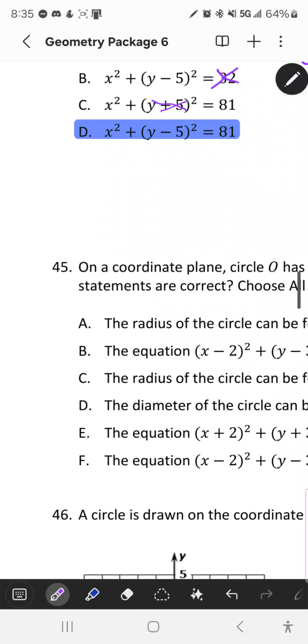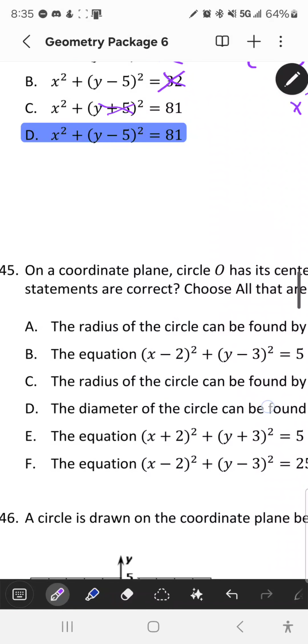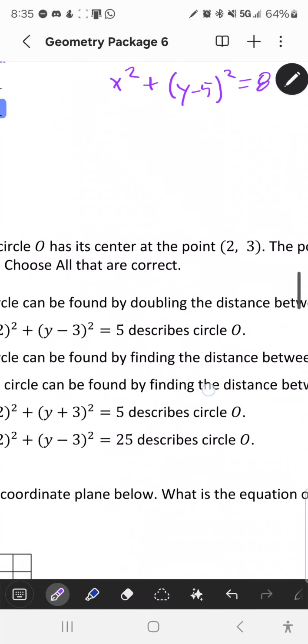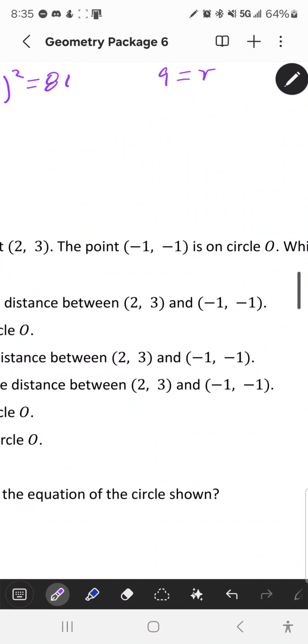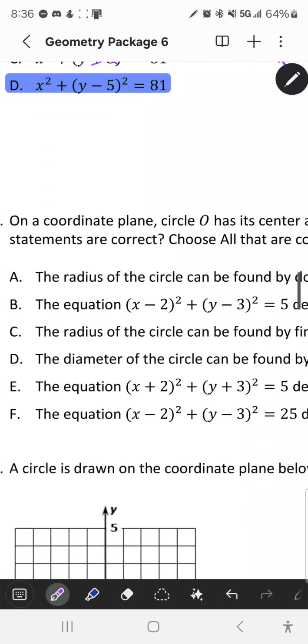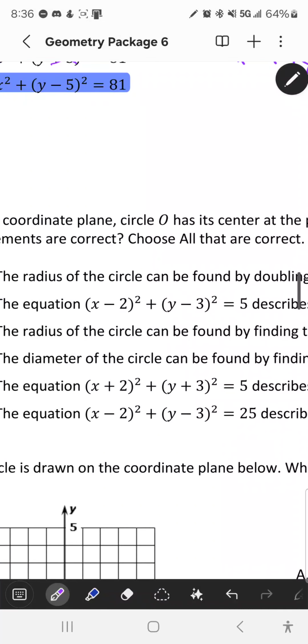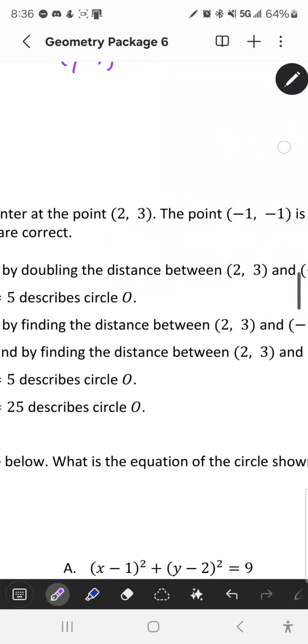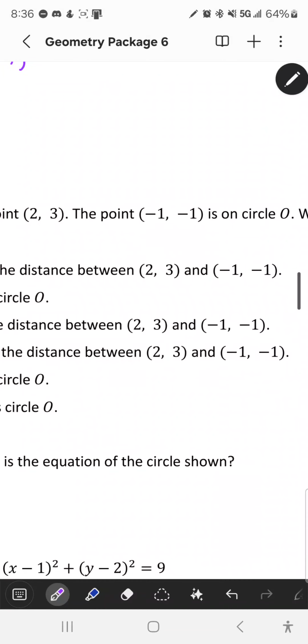Now let's look at 40. On a coordinate plane, circle O has its center at the point 2, 3. The point negative 1, 1 is on circle O. Which of these statements are correct? Select all that are correct. I mean, not all are right. The radius of the circle can be found by doubling the distance between 2, 3 and negative 1, 1.